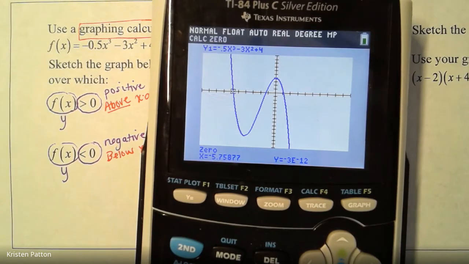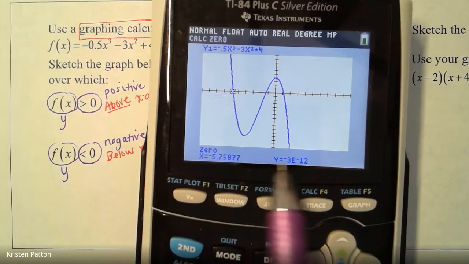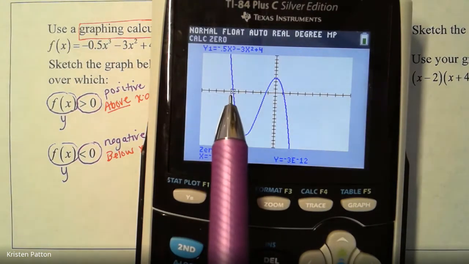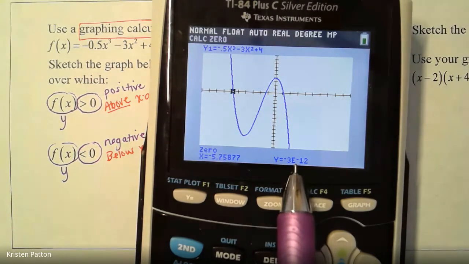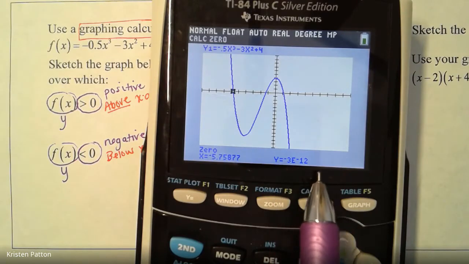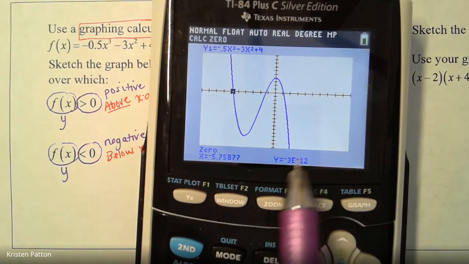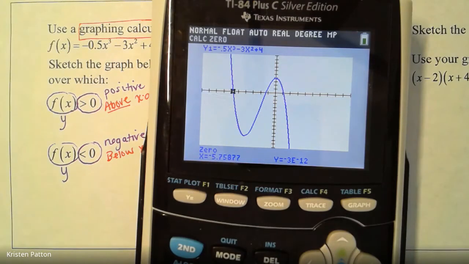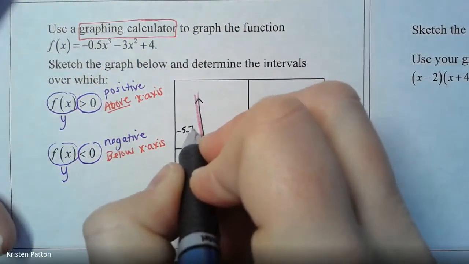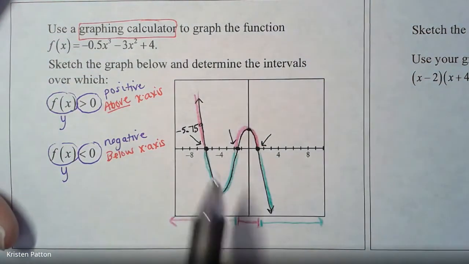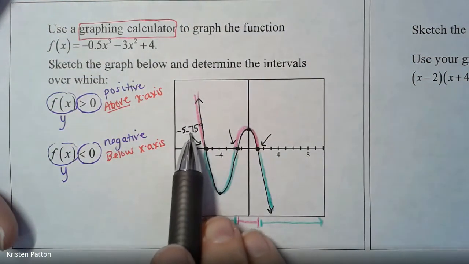So just like us finding the max or the min, we go on the left side of it, then we go on the right side of it, and we hit enter. And at the bottom, it's going to give us those coordinates. Now we know the y coordinate should be 0. And if you look, it is 0. It just doesn't look like it. This is scientific notation. So it's really saying negative 0.00000000003. So yeah, that's 0. It's the x coordinate that I really want, which is to the nearest thousandth, negative 5.759. I just wrote that on my graph. So this zero is at negative 5.759.